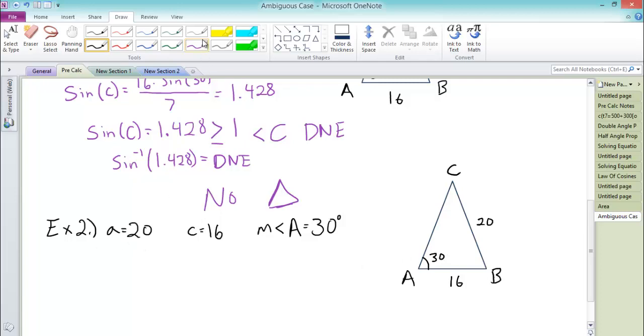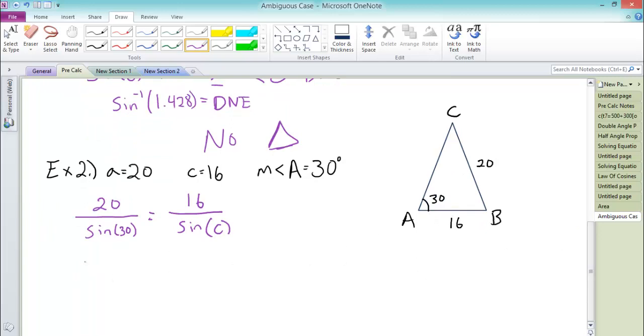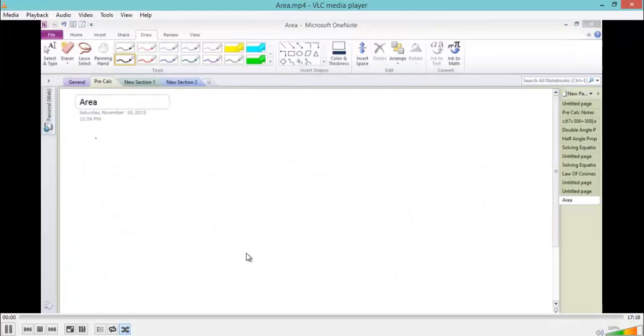Now we're going to go back to purple and do the law of sines again. We know that 20 over the sine of 30 is equal to 16 over the sine of C. Solving for the sine of C, we get that the sine of C is equal to 16 times the sine of 30 over 20.